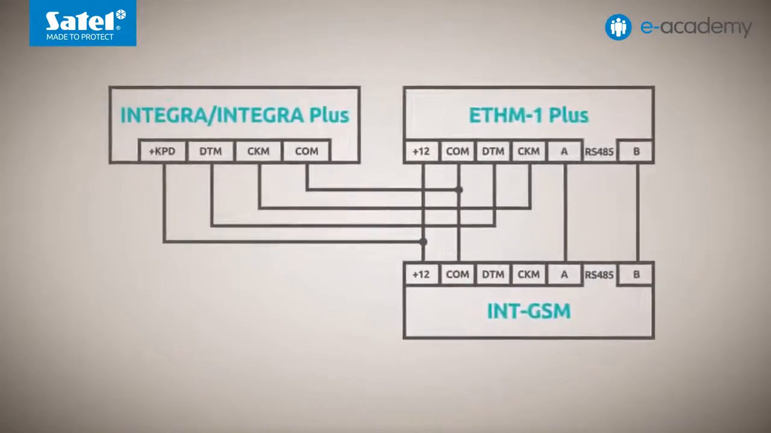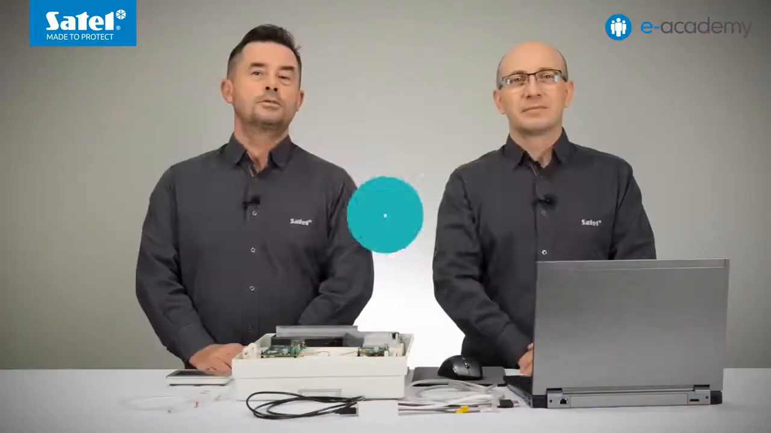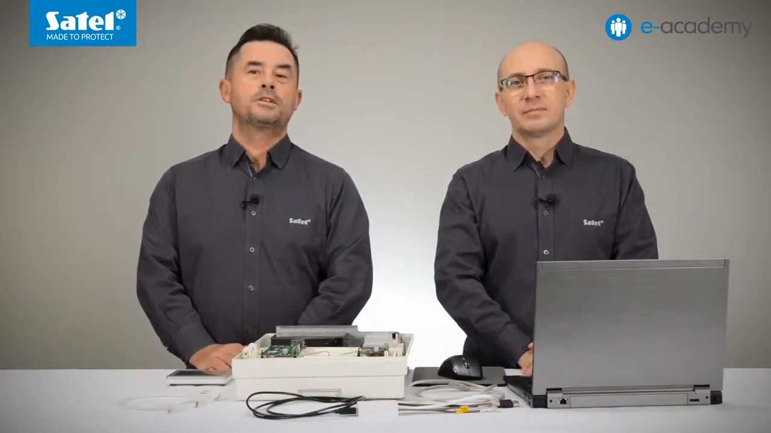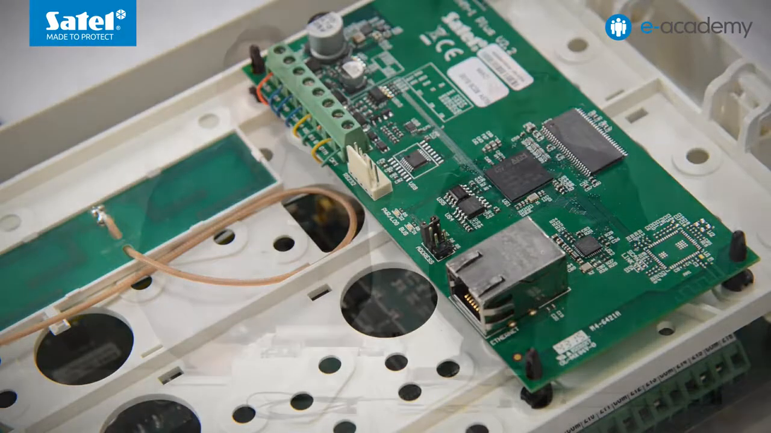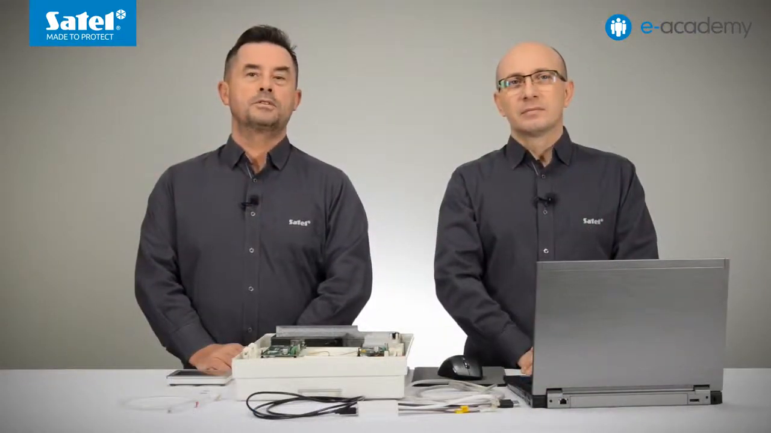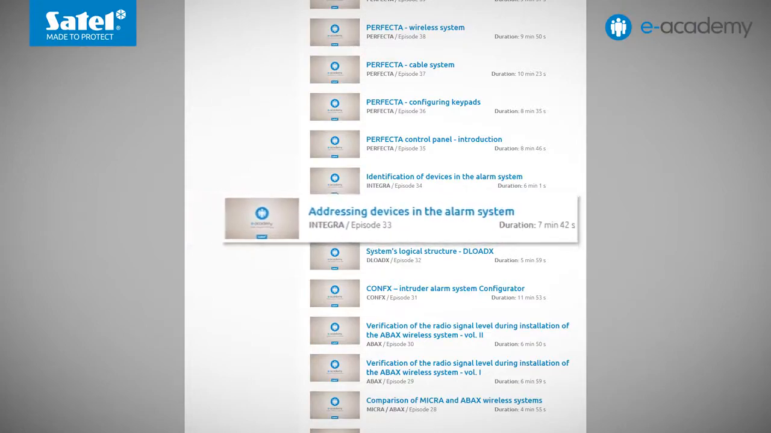As for the diagram of connections between the communication modules and the control panel, you can find it in the INT-GSM module manual. The diagram does not include connection via the RS232 port. This issue will be discussed later in the video. The devices are already connected to each other. They all have factory settings. In the ETHM-1 Plus module, the first address is set. The way of addressing devices working in SATEL systems was discussed in the 33rd episode of the eAcademy.